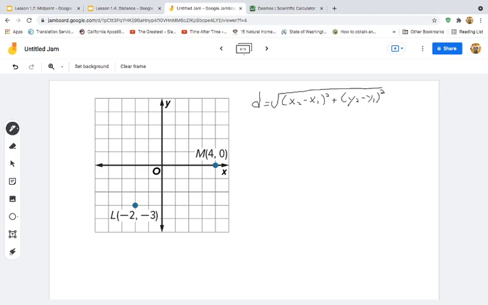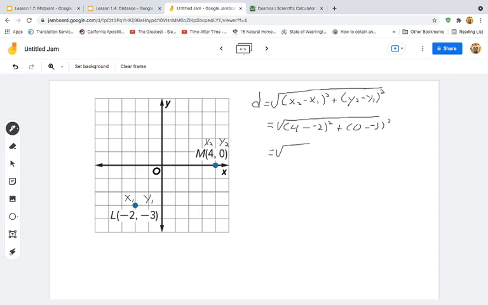It doesn't matter which one we choose. I'll just start with L, and we'll call that one x1, comma y1. And then for M, we will call that x2, comma y2, like that. And then we will just start plugging everything in. So we have x2 is 4, minus x1 is negative 2, so minus a negative 2, all squared, plus y2 is going to be 0, minus y1, which is a negative 3, so minus a negative 3, all squared.